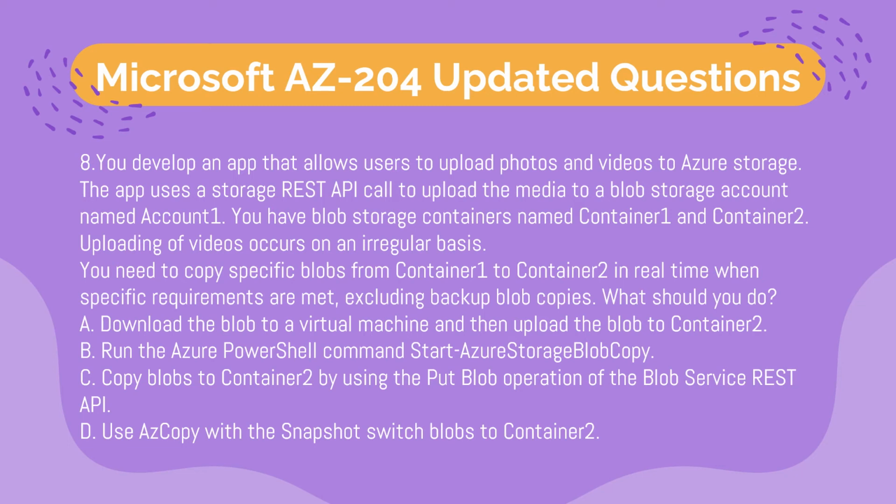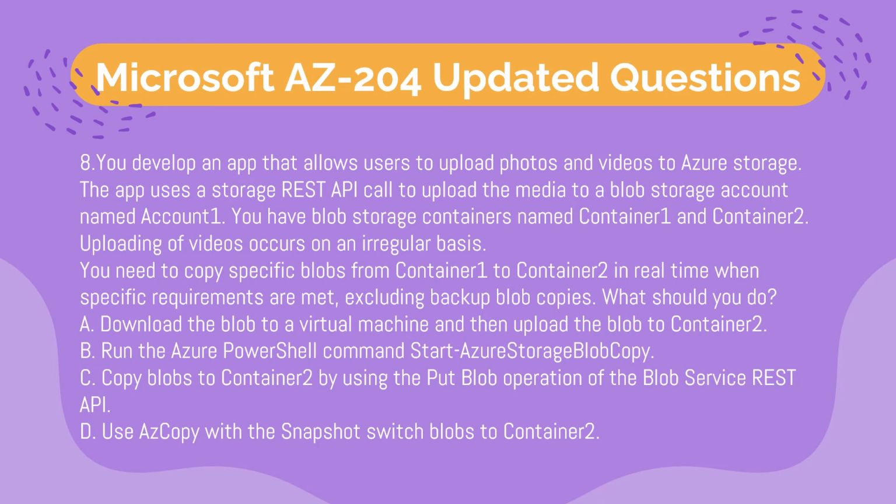8. You develop an app that allows users to upload photos and videos to Azure Storage. The app uses a storage REST API call to upload the media to a blob storage account named Account1. You have blob storage containers named Container1 and Container2. Uploading of videos occurs on an irregular basis. You need to copy specific blobs from Container1 to Container2 in real time when specific requirements are met, excluding backup blob copies. What should you do?